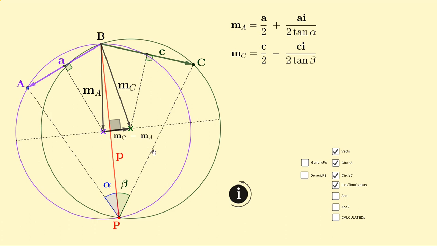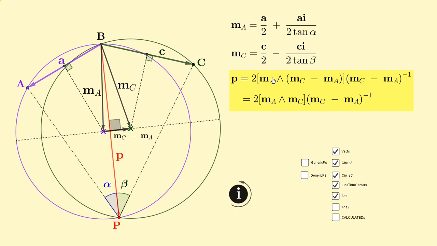So in geometric algebra terms, the vector from B to P is equal to twice the rejection of the vector MA with respect to the vector MC minus MA. So how can we formulate that in geometric algebra terms? Well, it's quite a standard thing to do. The rejection of MA with respect to MC minus MA is the outer product of MA with the vector MC minus MA times the multiplicative inverse of MC minus MA.